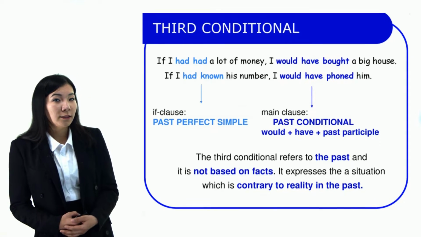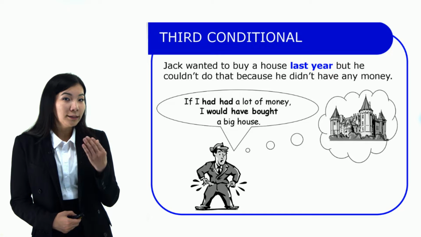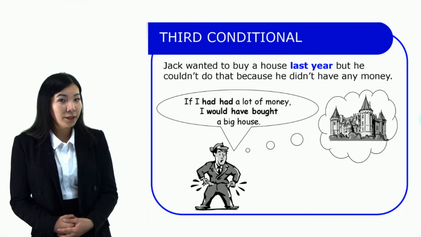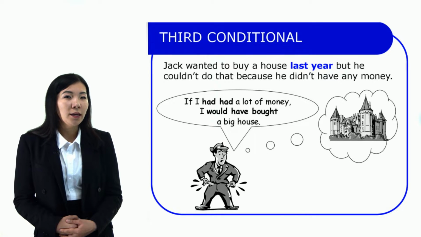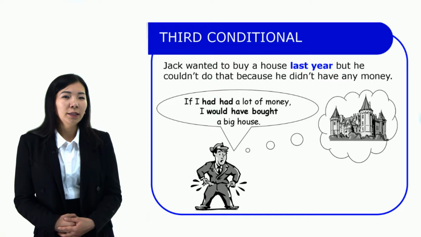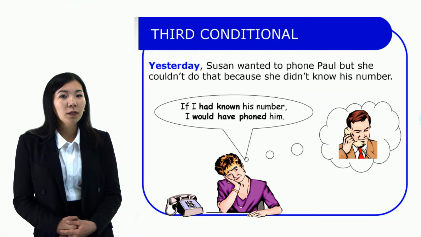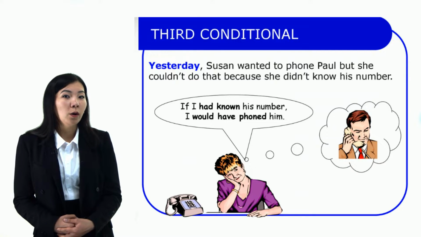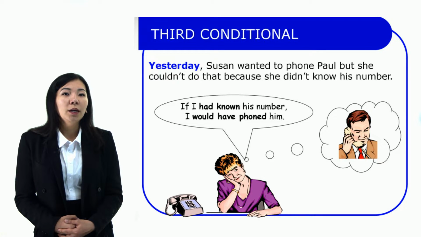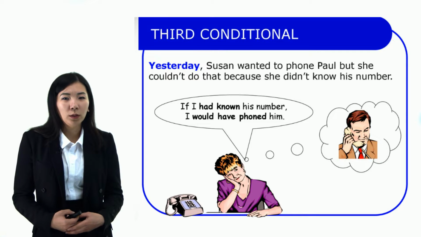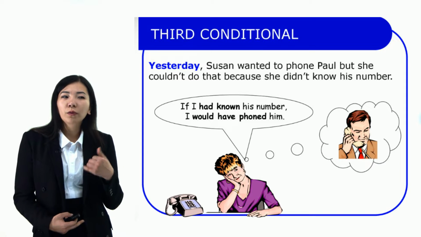So let's look at another example. Again, we have Jack here. Jack wanted to buy a house last year, but he couldn't do that because he didn't have any money. So he will say, if I had had a lot of money, I would have bought a big house. Another example. Yesterday, Susan wanted to phone Paul, but she couldn't do that because she didn't know his number. If I had known his number, I would have phoned him.